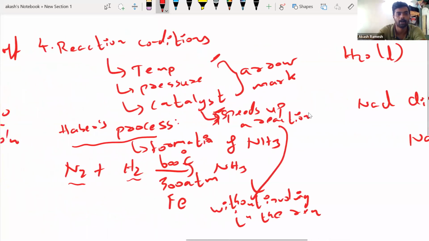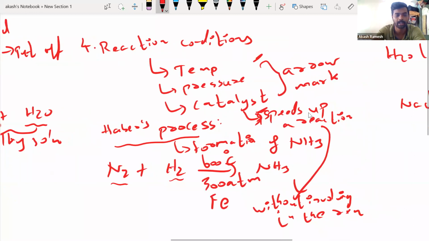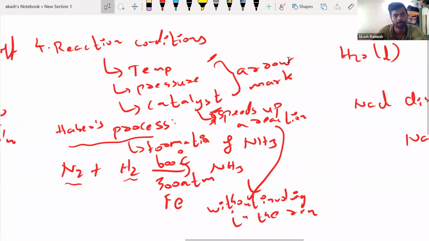So we saw reaction conditions and how you want to include them. And this reaction, you have to remember, people, you will be encountering it till your 12th class. This N2 plus H2 giving NH3, please go for balancing it, guys, and tell me what is the balanced chemical equation for this.